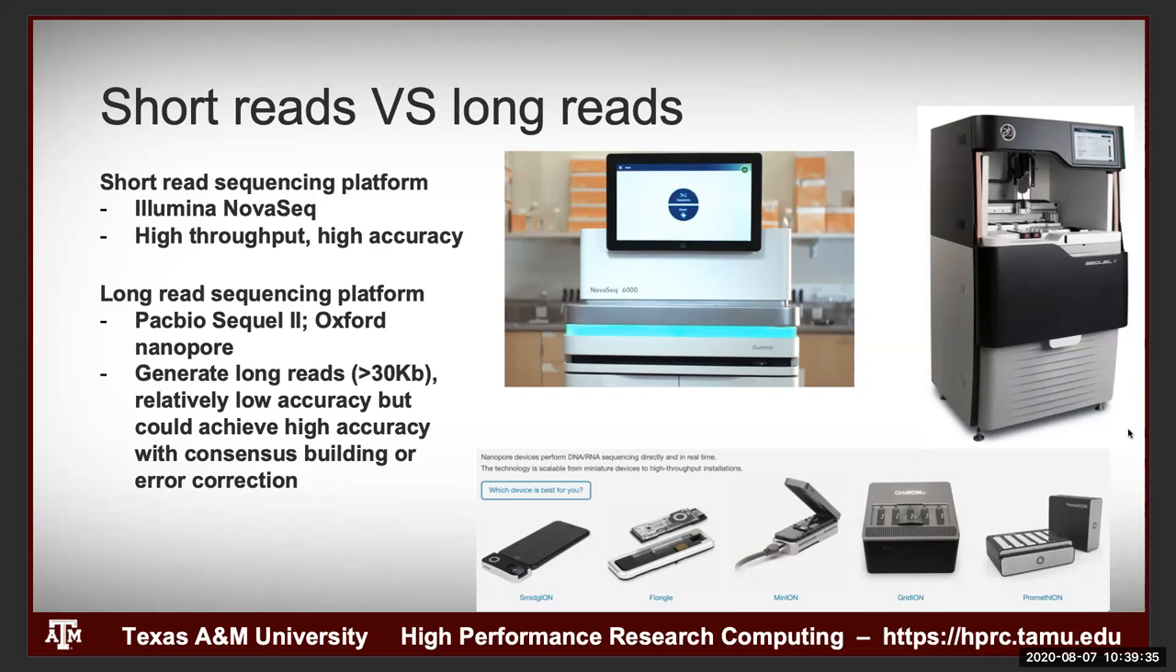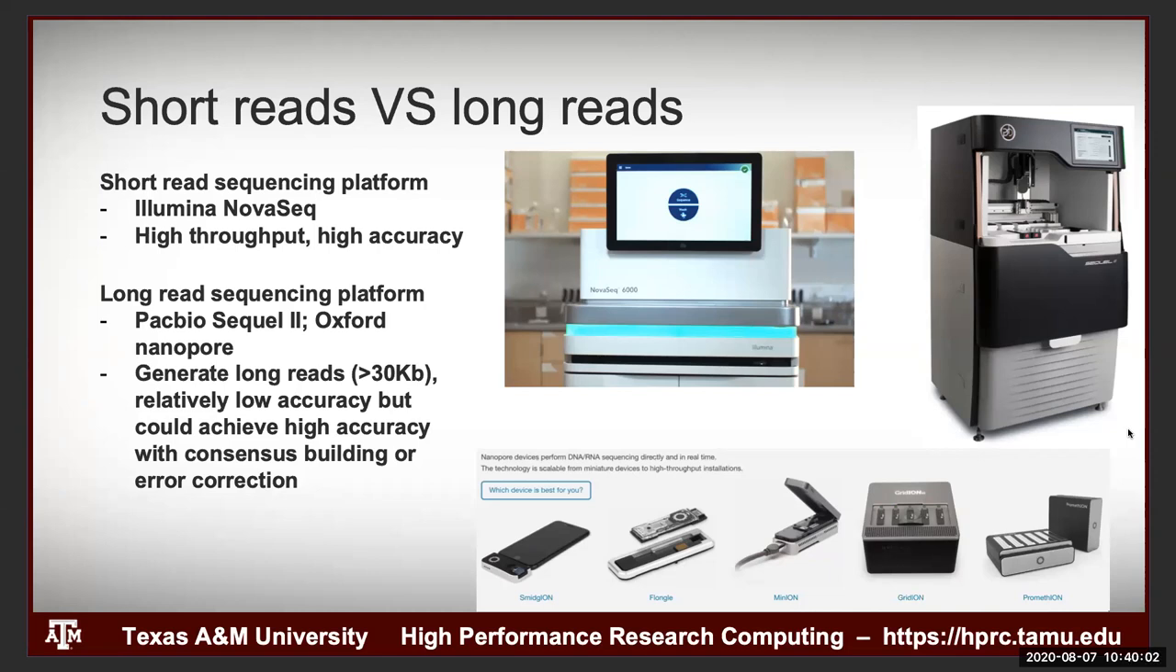Let's say Illumina accuracy is 99.999%, and the long read from PacBio Sequel 2 or Nanopore, before any error correction or consensus building, is probably something like 70%. But you can achieve much higher accuracy for these long reads. You can do consensus building or error correction with the Illumina data.